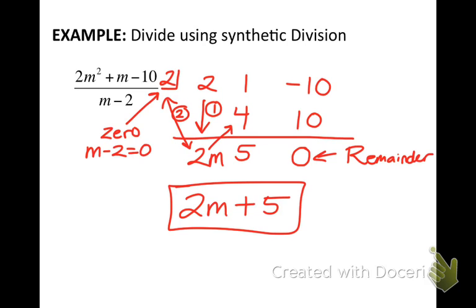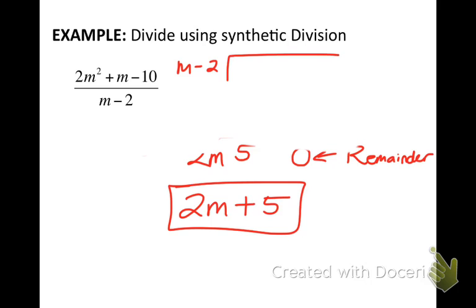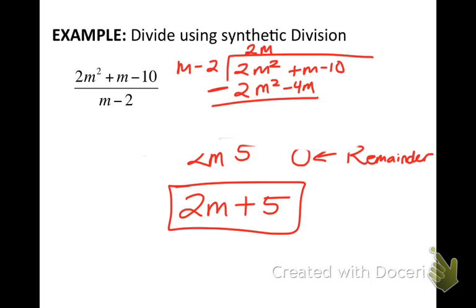Okay. If we wanted to remember how to do that using long division, you don't have to put this in your notes. I'll just do it really quickly. If I did it long division, I would have m minus 2, 2m squared plus m minus 10. M times what gets us to 2m squared, 2m. Notice it's 1 less. So that gets me 2m squared minus 4m. Subtracting gets me 5m minus 10, which would get me a plus 5 up there. 5m minus 10. Subtracting gets me to 0. So don't I get the same answer? 2m plus 5, 2m plus 5.